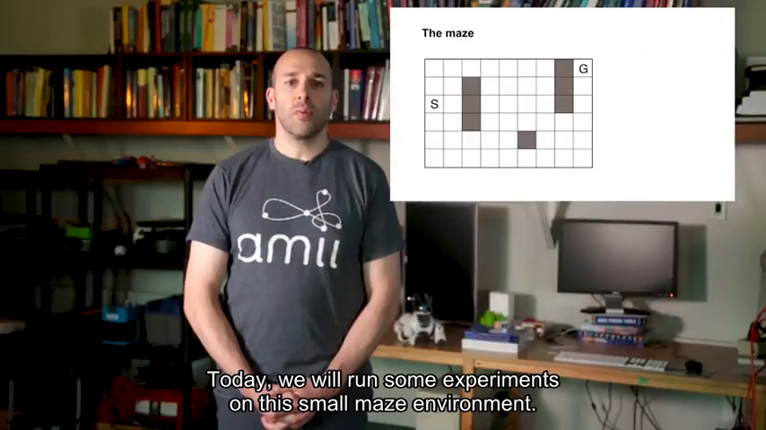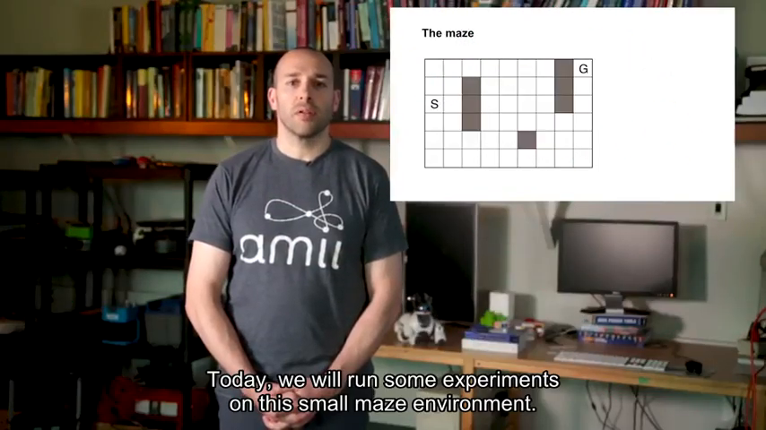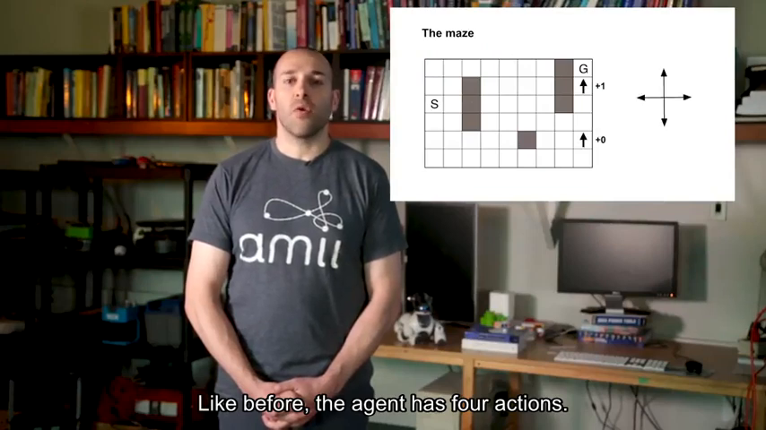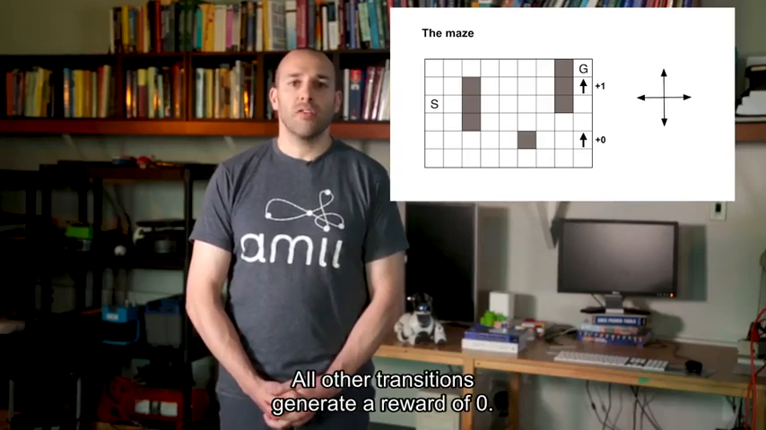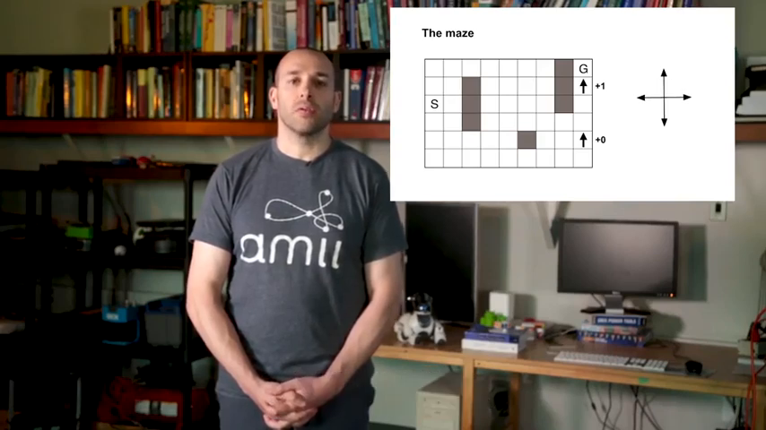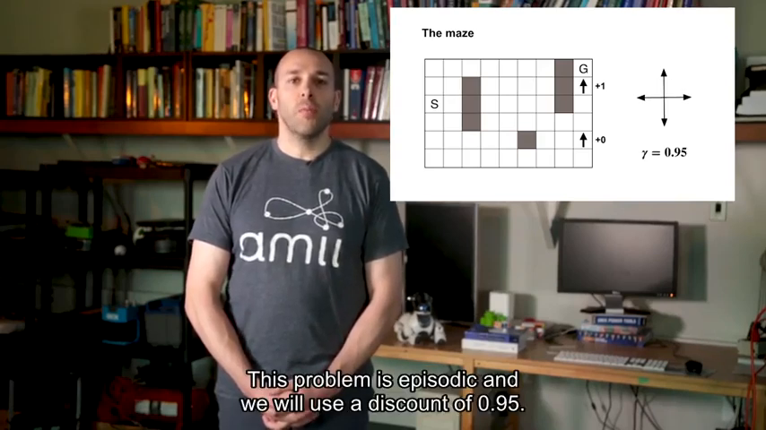Today, we'll run some experiments on this small maze environment. Like before, the agent has 4 actions. Transitioning into the goal state generates a reward of +1. All other transitions generate a reward of 0. This problem is episodic, and we will use a discount of 0.95.